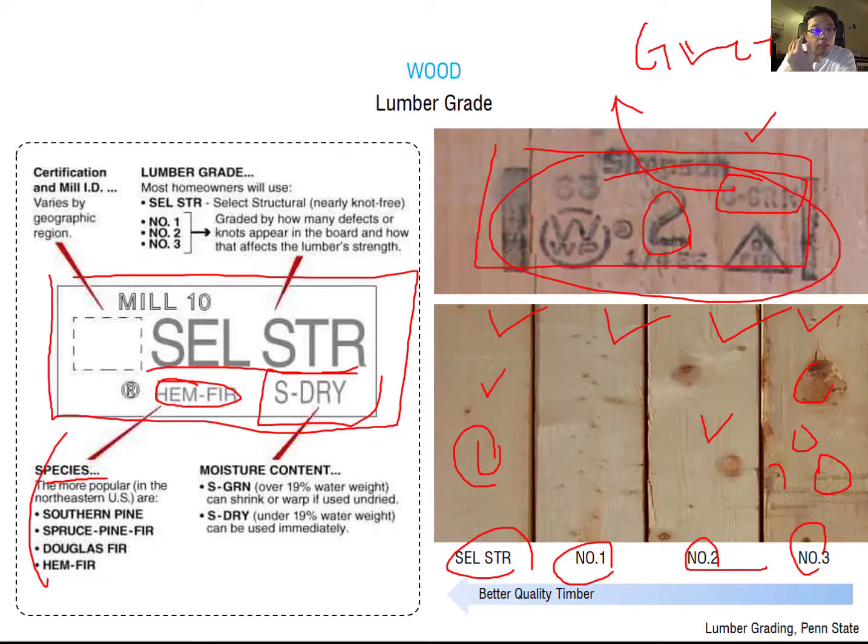So it means it shrinks and warps much less, because it doesn't have as much water compared to the S-green grade. So when you see S-dry on your timber product, you can use this timber right away for your structural member.